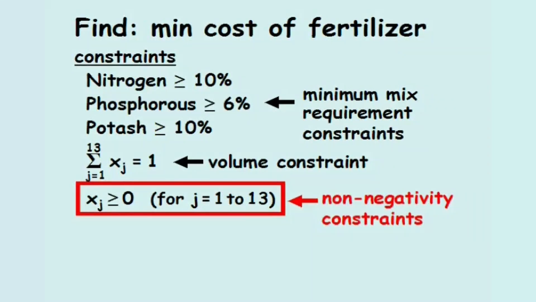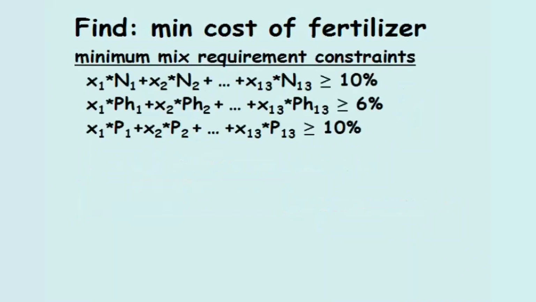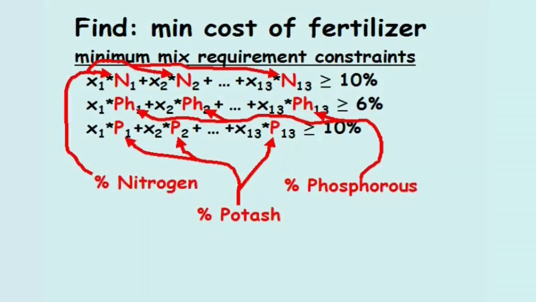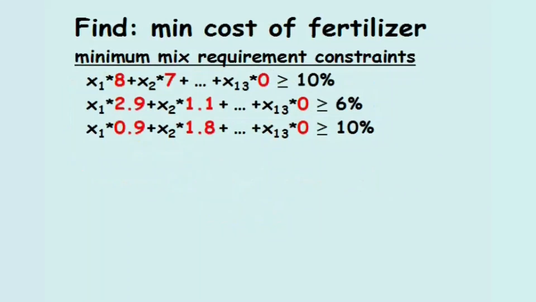Writing out the minimum mix requirement constraints in terms of decision variables x1 through x13, where N, pH, and P refer to the percentages of nitrogen, phosphorus, and potash in each of the 13 ingredients. These percentages were shown in the table and can be substituted into the 3 constraints.